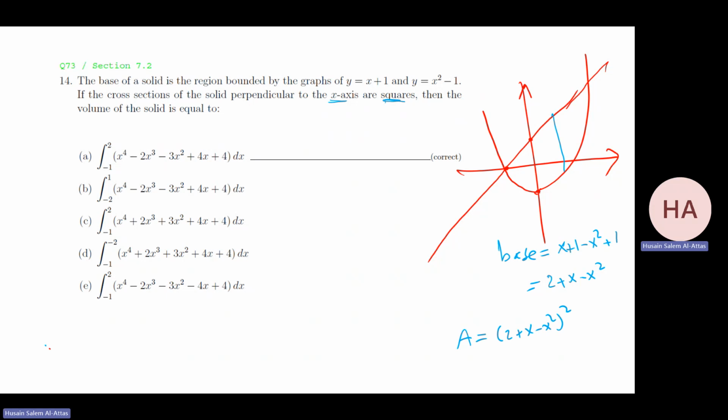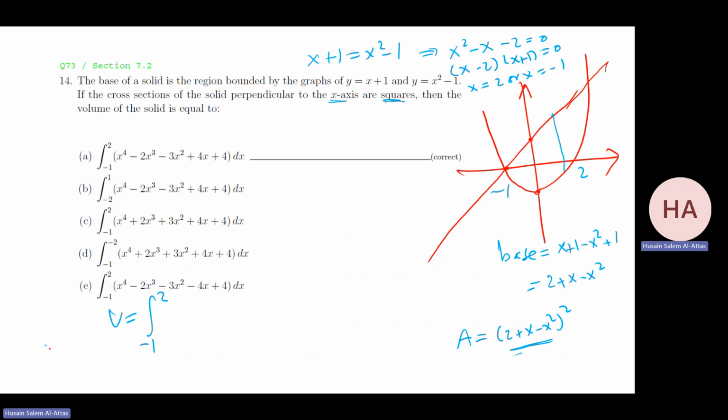So from where to where? When they intersect, x plus 1 equals x squared minus 1. So I have x squared minus x minus 2 equals 0. I have (x minus 2)(x plus 1) equals 0. So this is minus 1 and this is 2. So the volume will be from minus 1 to 2 of this square.